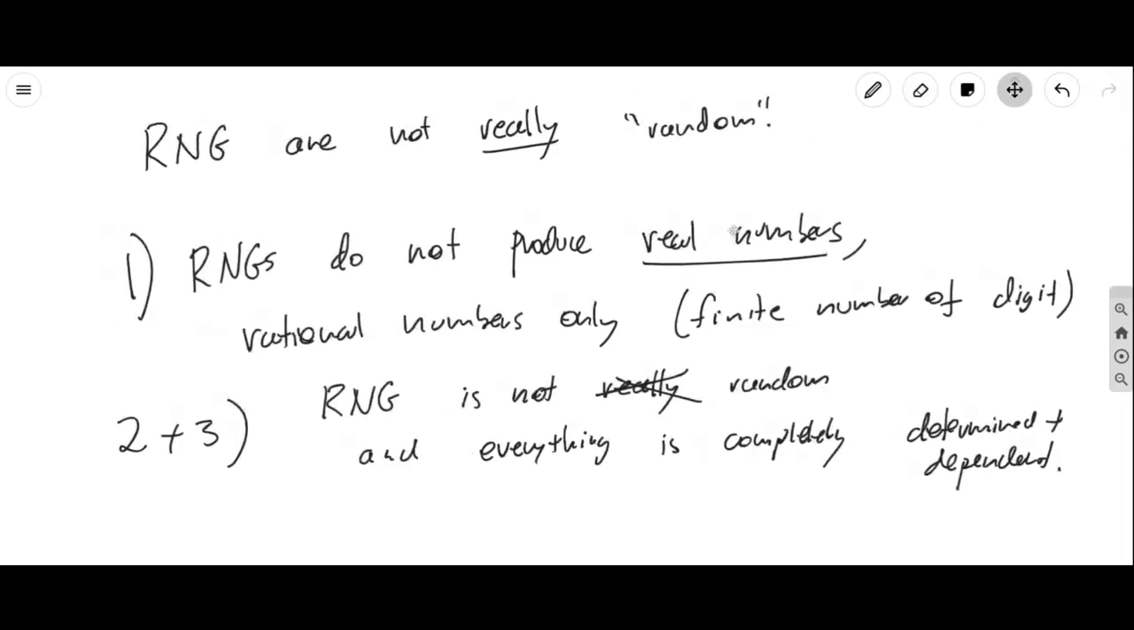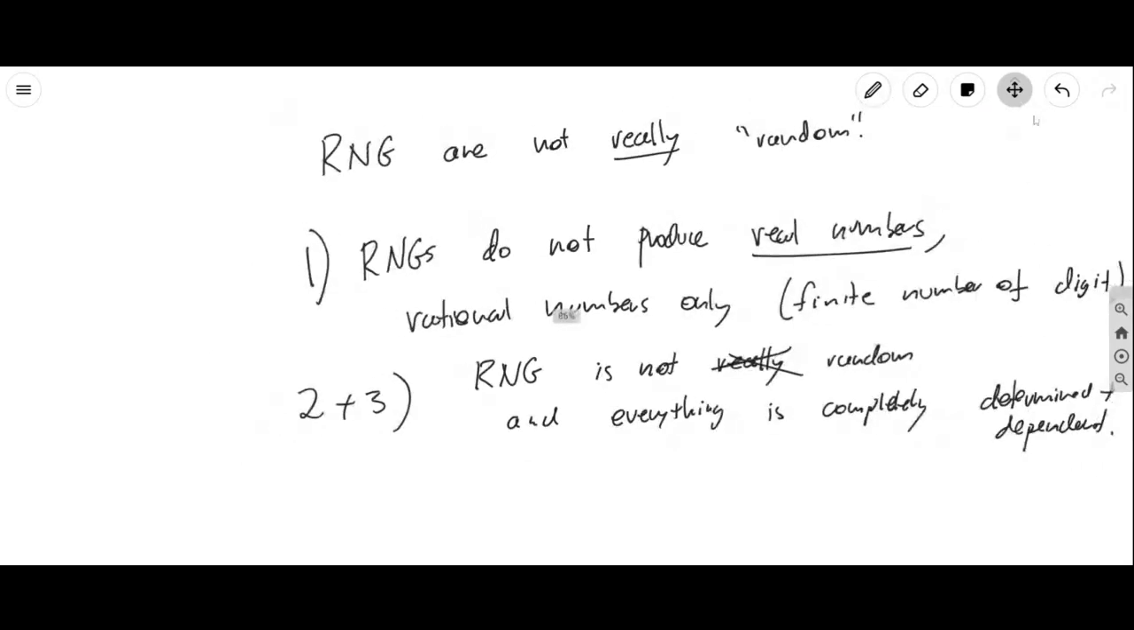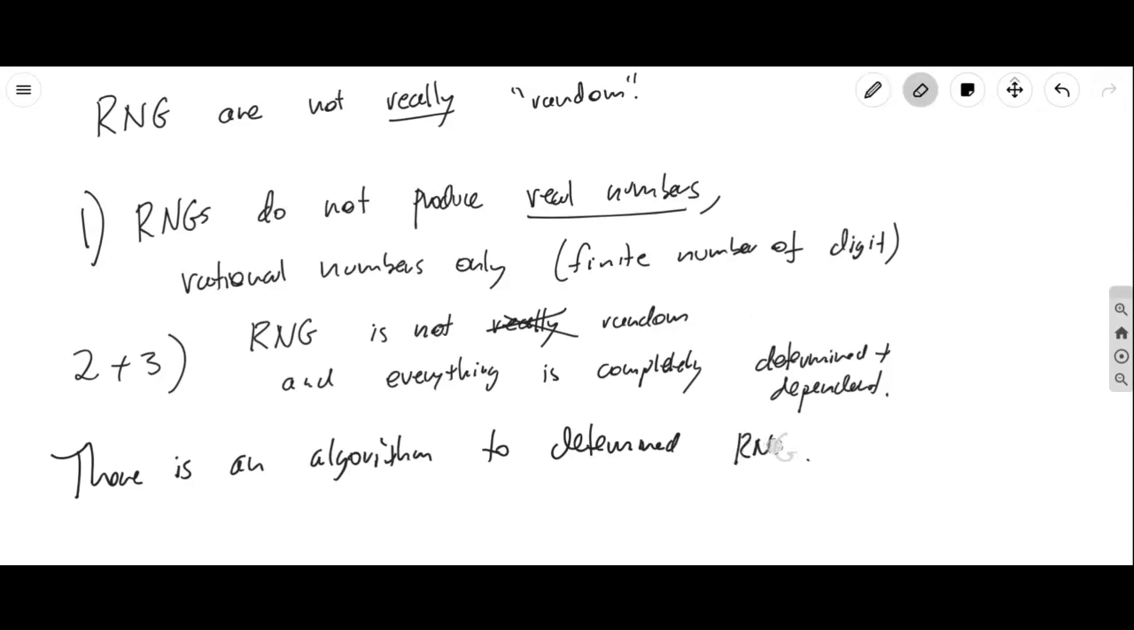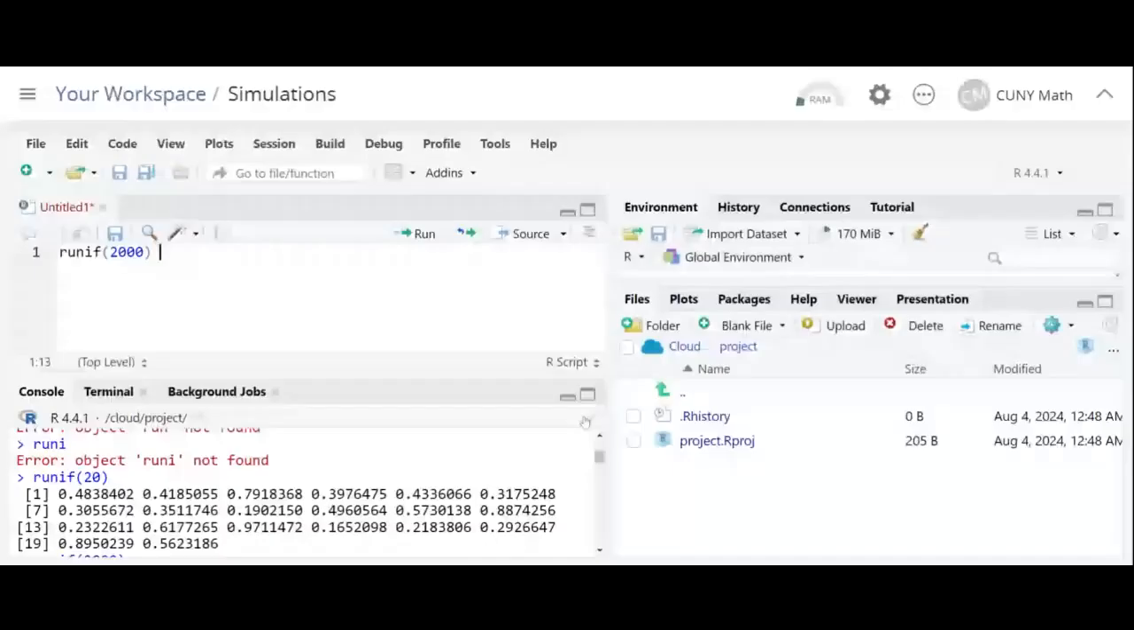And the thing here is that computers use algorithms. There is an algorithm to determine RNG. So you therefore should understand that since there's a procedure for how these numbers are being generated, if you know the algorithm, then you know exactly how the sequence of numbers is going to go. And in particular, it means the whole thing is dependent. It's not really independent. And allow me to illustrate by going back to show you again how this works.